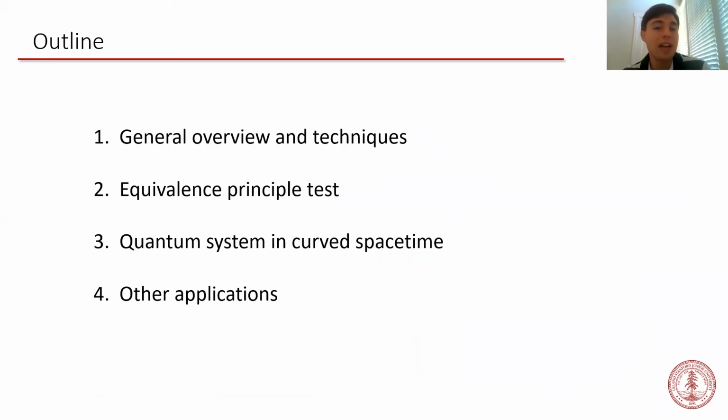All right, that concludes my general overview of the apparatus, and I'll now discuss our test of the equivalence principle between rubidium-85 and 87. Maybe before I go on, I should just ask if there's any questions about anything that I said so far. All right, then let's talk about the equivalence principle.